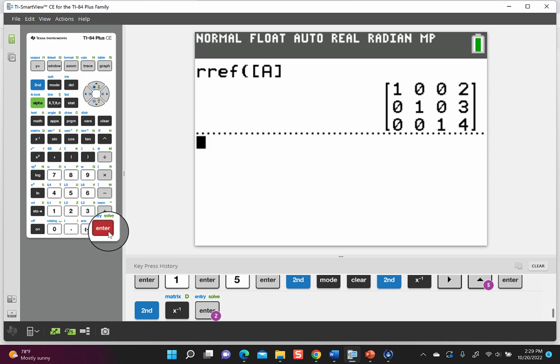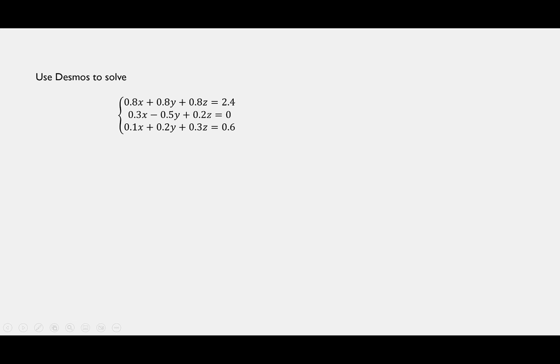I show you both ways just to say this is something you end up doing a lot in other classes. So a lot of science classes will have systems of equations you have to do. You need to find the point of intersection, and it's good to know how to use technology to get that answer. It will take you a very long time to do this by hand. And here's my overall prediction: when you get to those science classes, it's not going to look as pretty as x, y, z. It's going to look like 0.8x plus 0.8y plus 0.8z is 2.4, and 0.3x minus 0.5y plus 0.2z is 0, and 0.1x plus 0.2y plus 0.3z is 0.6. So you can see how this could get really messy really quickly.